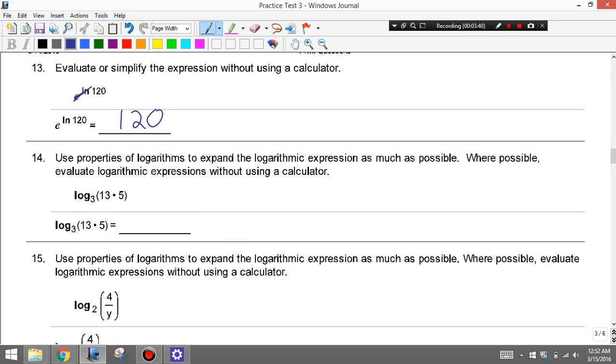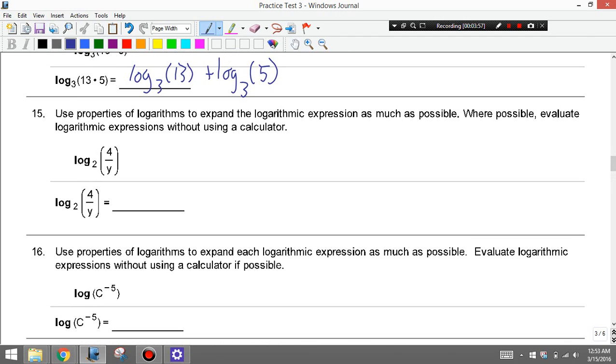Log base 3 of 13 times 5, you use the product rule. So that's log base 3 of 13 plus log base 3 of 5. This is the division rule, which turns into subtraction. This is log base 2 of 4 minus log base 2 of y. But then we're supposed to know that the power that you raise 2 to get 4 is 2. So that changes to a 2. This is equal to 2 minus log base 2 of y.